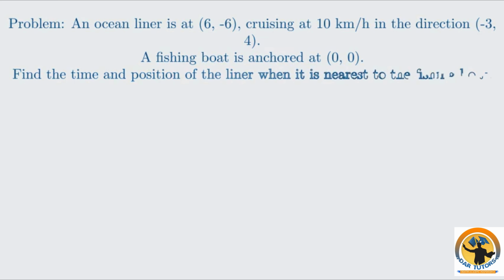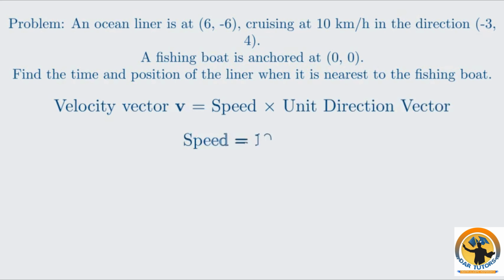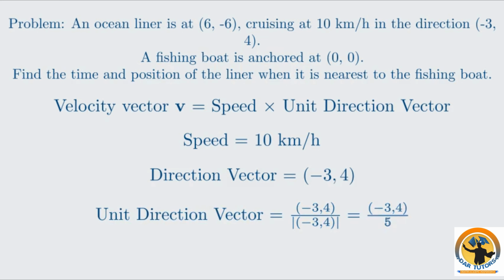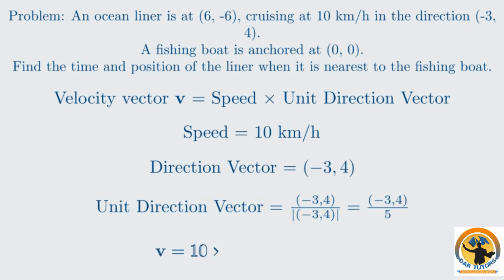We need to find the time and position of the liner when it is nearest to the fishing boat. First, let's find the velocity vector of the liner. The velocity vector is the speed multiplied by the unit vector in the direction of motion. The unit vector is (-3, 4) divided by its magnitude, which is 5. So the velocity vector is 10 times (-3/5, 4/5), which simplifies to (-6, 8).